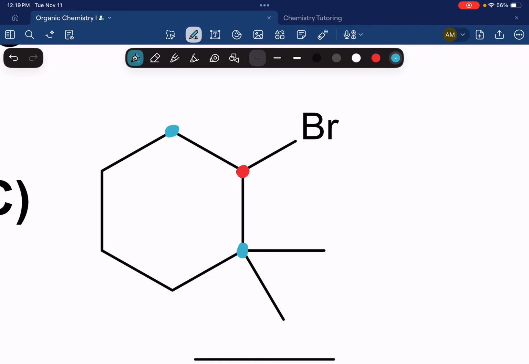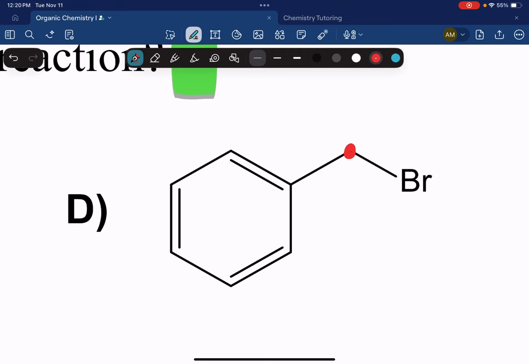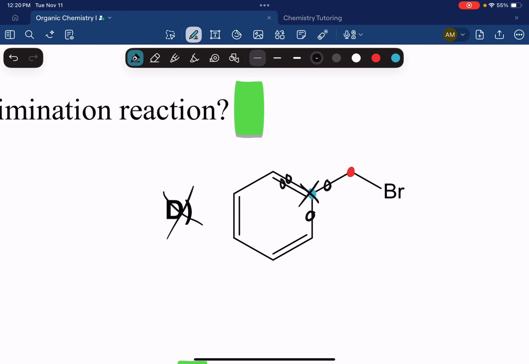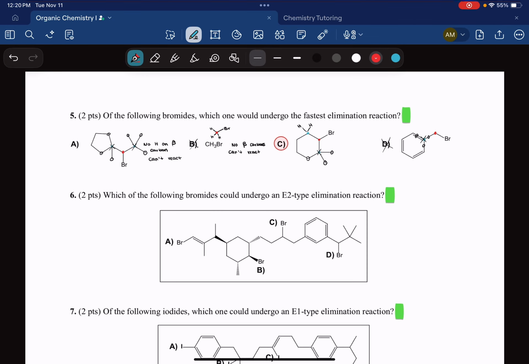Beta carbon, beta carbon. So this beta carbon has 1, 2, 3, 4 bonds. This one can't react, but this one still has 2 hydrogens, right? So that's possible. This one, alpha carbon here, beta carbon here. We only have 1 beta carbon. This one has 1, 2, 3, 4 bonds, no hydrogens. Also cannot react. So really our only answer choice left is C, because it's the only one that even has beta carbons to react.